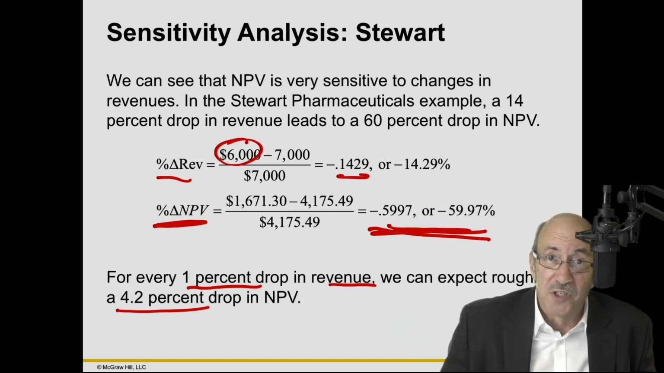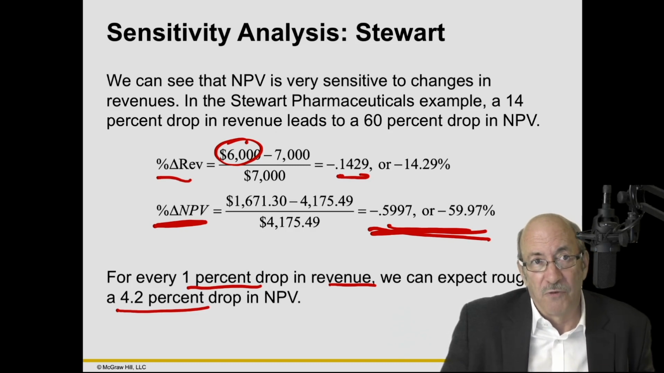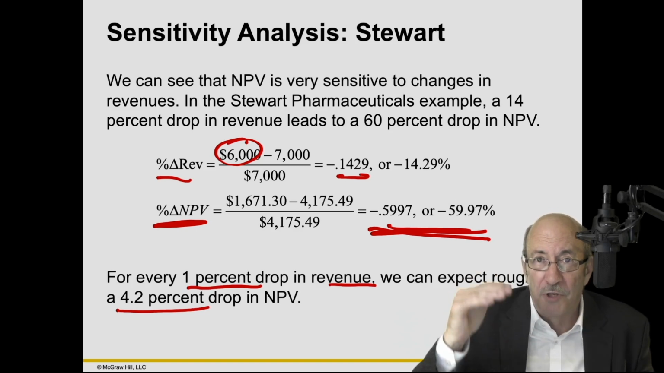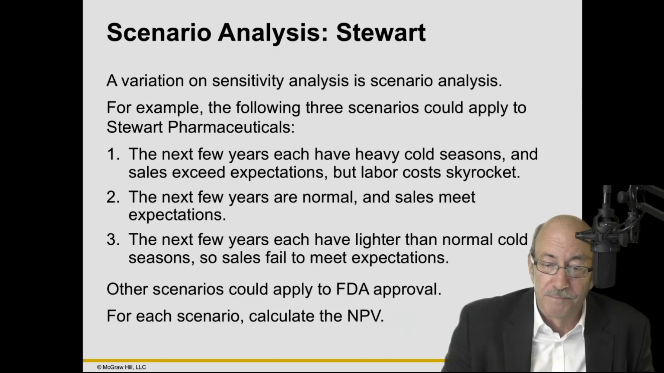So sensitivity analysis is important. You can't just expect that the change in revenue is going to translate through to a similar percentage change in NPV. It's not how things work, especially when you have operating leverage, especially when you have financial leverage. There's usually a magnification as you go down through the income statement.